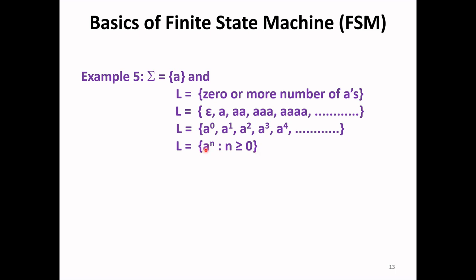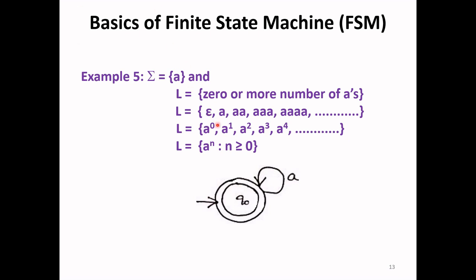If n is equal to 0, epsilon. If n is equal to 1, 1A. If n is equal to 2, 2 A's and so on. So the finite state machine obtained for this language is, as we have already seen in example 1, how do you represent epsilon? Epsilon is represented as initial state Q0 itself as the final state representing epsilon.